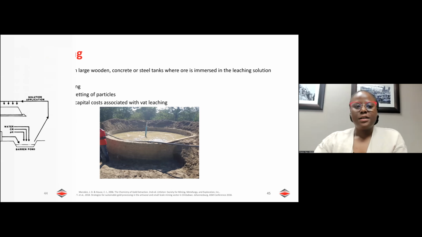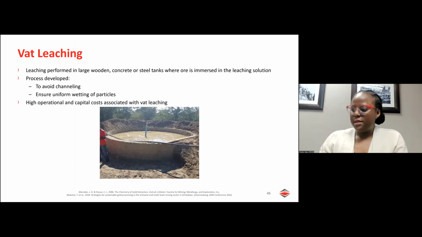Okay. So vat leaching. Vat leaching takes place in a vat, which is normally made using either wood or concrete or steel, where the ore is then immersed into the leaching solution. This process was basically developed to minimize or avoid channeling and ensure that each surface of the ore is uniformly wetted, if that is a word. There is uniform wetting along all of the surfaces of the ore. And this is sometimes a challenge when it comes to heap leaching.